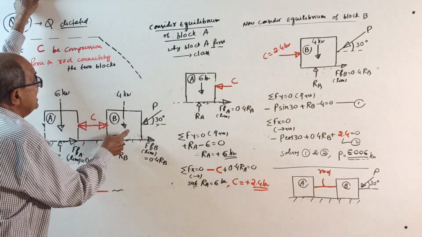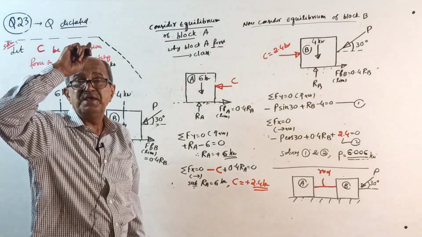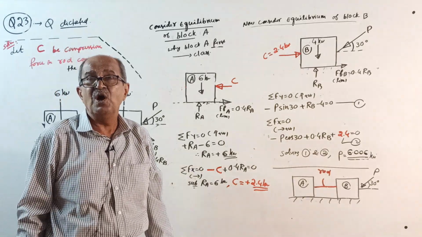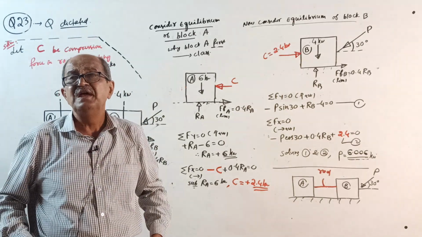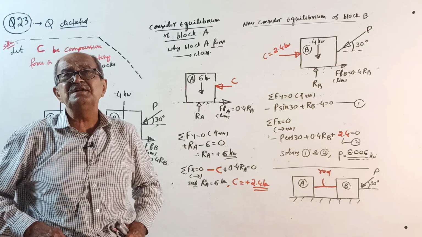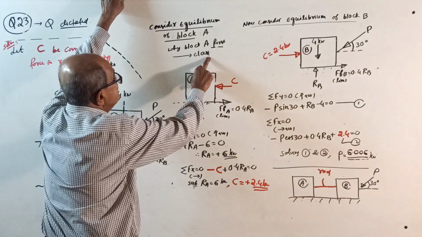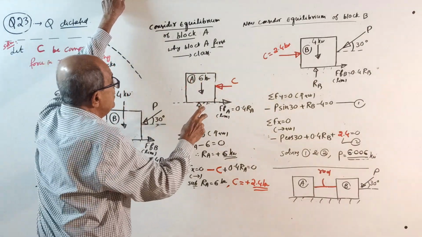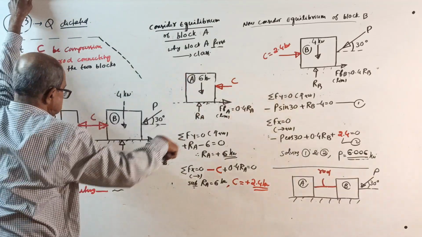So start from block A. First question last class, block A; second question first block B; third question also block B; fourth question block A. Study all these questions, you will understand which one first. Why first? The reason is fewer unknowns. Here only block A, 6 kN down.